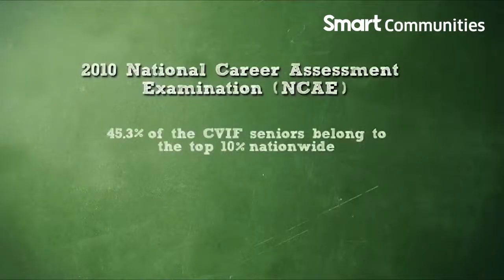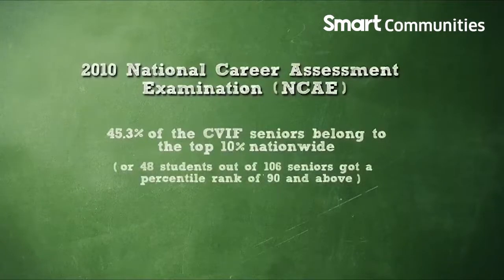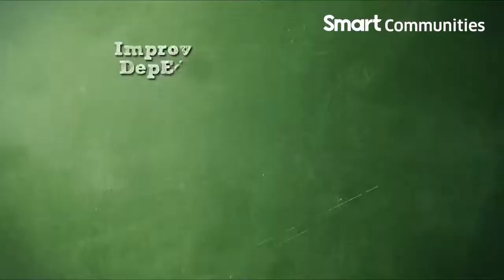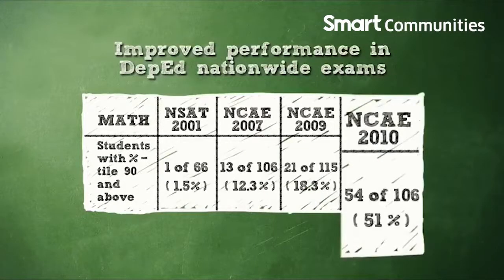NCAE, as I said, really moved up. By now, if I remember correctly, 45% of our seniors belong to the top 10% in the whole country. And if you look at the mathematics component of the NCAE, 51%, or more than half of our seniors, belong to the top 10% in the whole country in mathematics. And again, if I remember correctly, around 17 students in mathematics belong to the top 1% in the whole country, meaning they had a 99 plus or 99 percentile rank in mathematics.